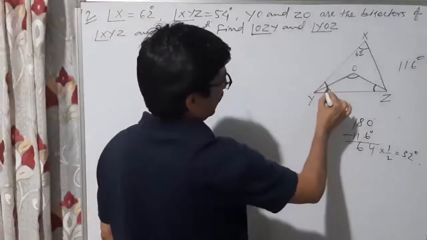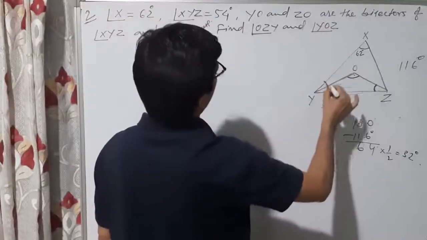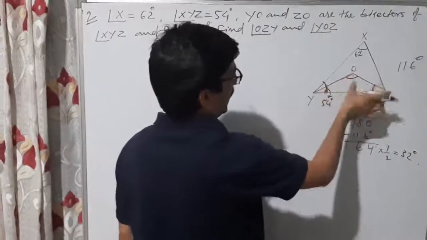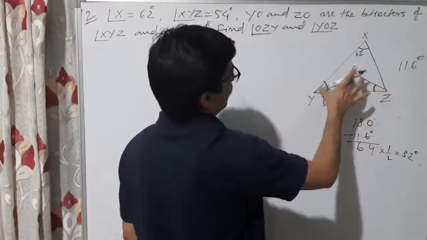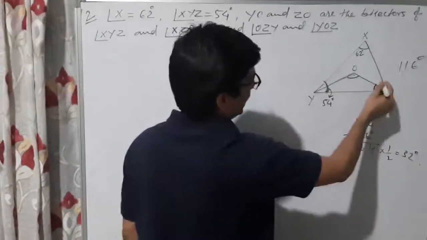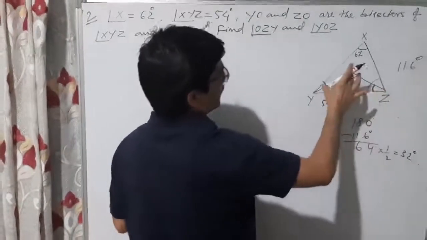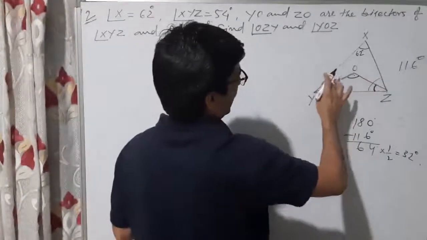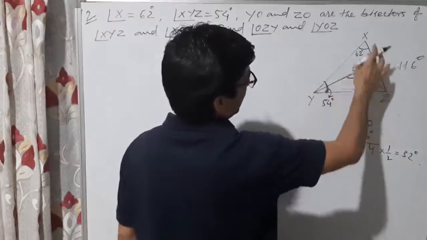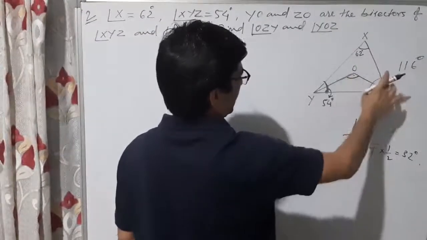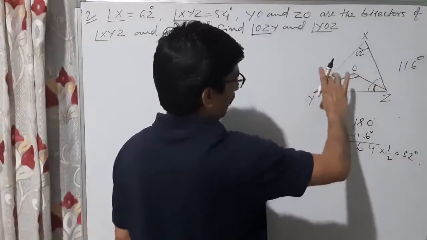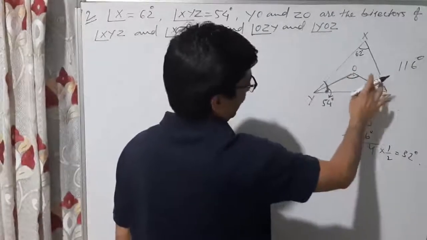This whole angle XYZ is given as 54 degrees. Then OY and OZ, YO and ZO, are the bisectors of this angle and this angle. That means OY bisects angle XYZ, this Y, and then OZ bisects angle XZY, that is Z. So these two are the bisectors of this whole angle and this whole angle.